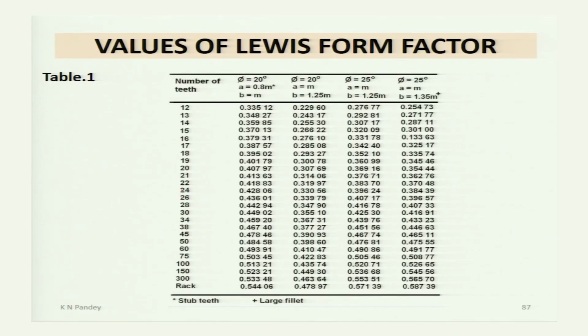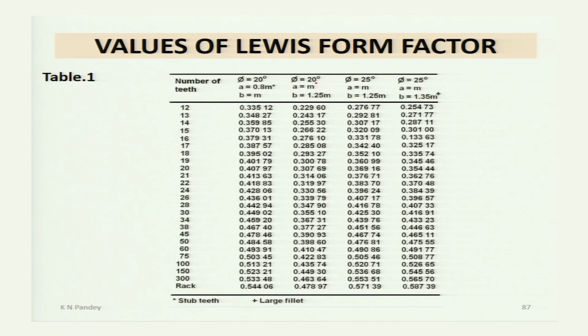This is a table where the Lewis form factor is given for pressure angle equal to 20 degrees for the case of stub teeth, where the addendum is 0.8 of the module M. This is for full depth teeth with pressure angle equal to 20 degrees, where the addendum is equal to the standard module M, and the dedendum is 1.25 M. For pressure angle equal to 25 degrees, these are the values, where the dedendum is 1.3 times module M with a large fillet. You can get the Lewis form factor from this.